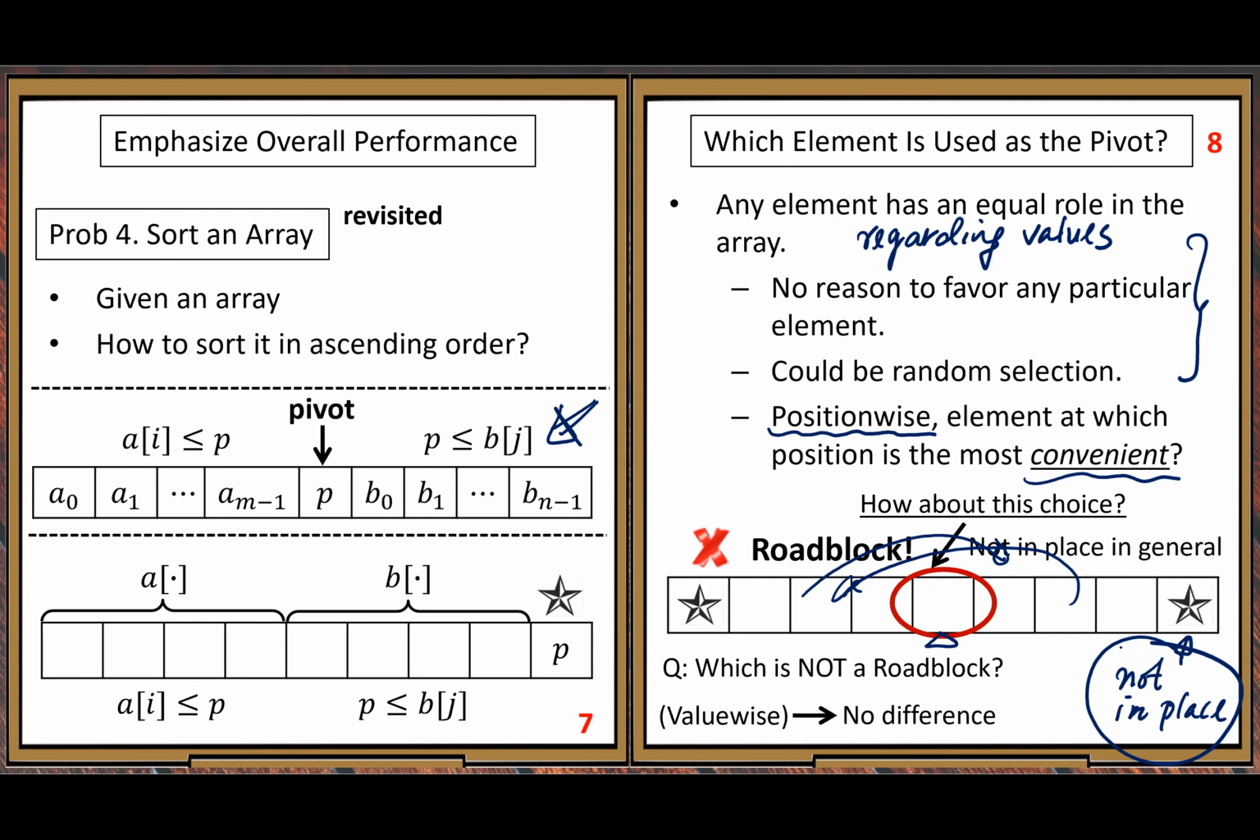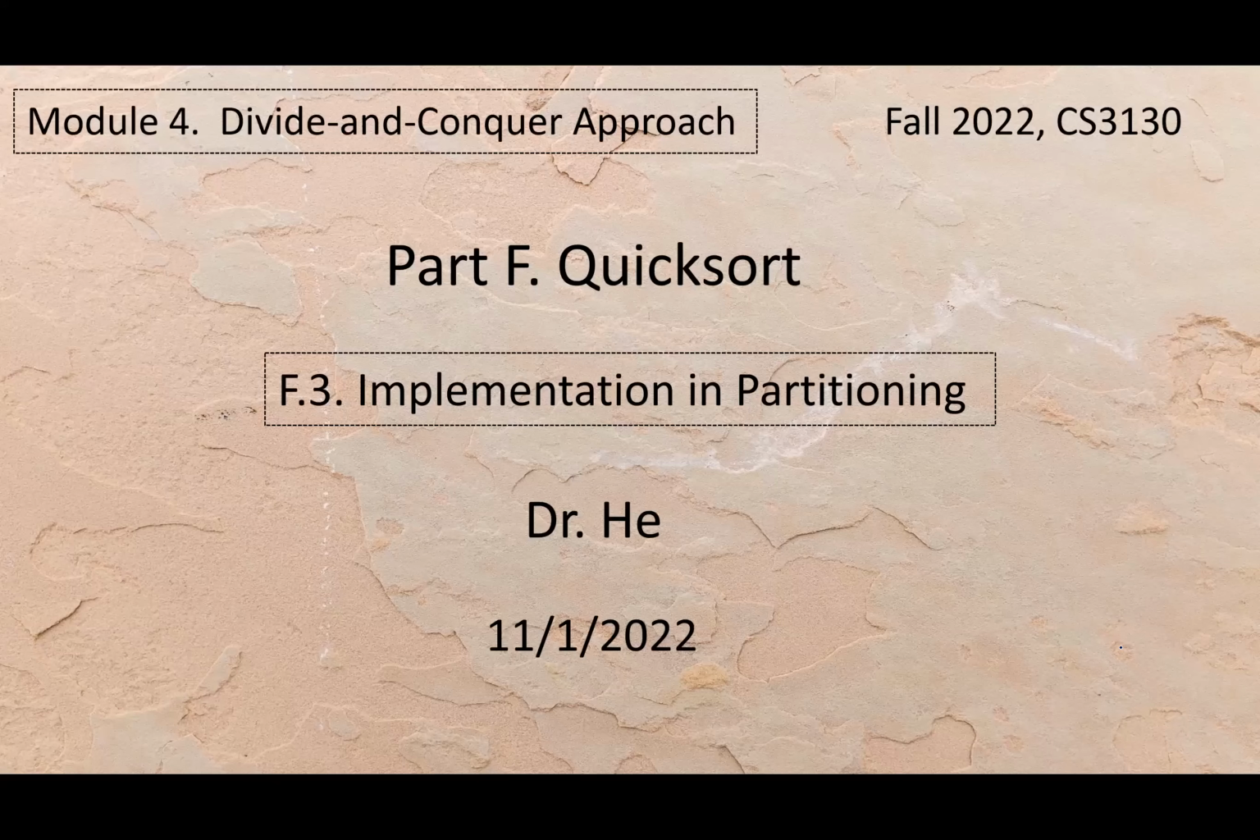Actually, after this step, we need to put the pivot element in place. There is another small step we need to do to complete the partitioning. So here you can see, just before that in-place step, this is the state of the partitioning before the last in-place step. We can say it this way precisely. All right. So next, the implementation of partitioning.